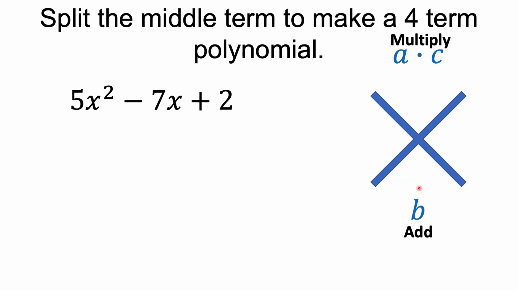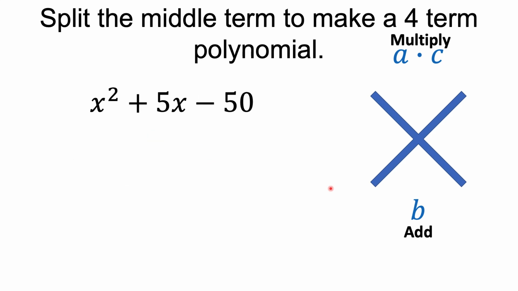Okay, try another one. Like I said, we have positives and negatives going on here. So 5 times 2 is 10, negative 7 on the bottom. How can you multiply two numbers and get a positive, but when you add them, you get a negative? That only happens when they're both negative. Negative times a negative is a positive. Negative 2 plus negative 5 is a negative 7. So lean on your calculators if you know your positive negative skills need a little bit of work.